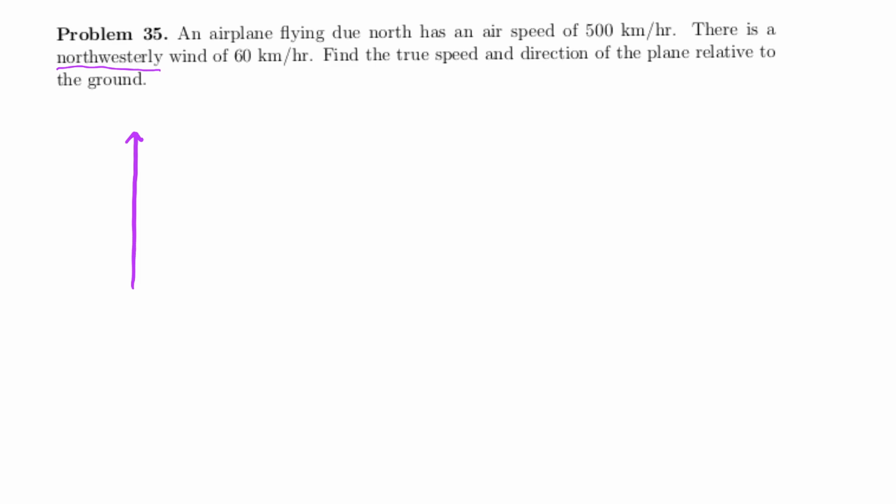So when we put this together, we actually have a wind vector that's heading off in this direction, and since it's northwesterly, we know that the angle is going to be 45 degrees. So we've got our wind vector heading off in this direction, we've got our plane heading off in that direction, and so our resultant is going to be this vector here that's heading off as the sum of those two vectors.